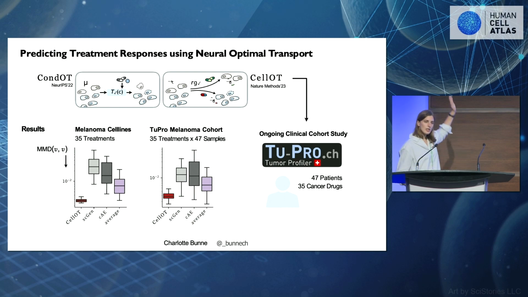Initially we started and tested our setup on a system of melanoma cell lines where we know the treatment outcomes. And once we knew that this was providing very accurate results on the single-cell level, we moved to an observational clinical cohort study where we have 47 melanoma patients, and we have screens for 35 different cancer drugs. This is going to be a study which hopefully will be public in September.